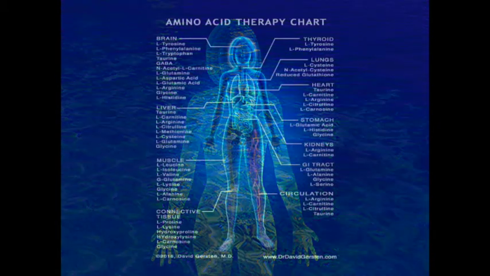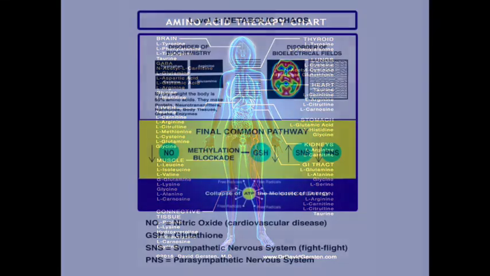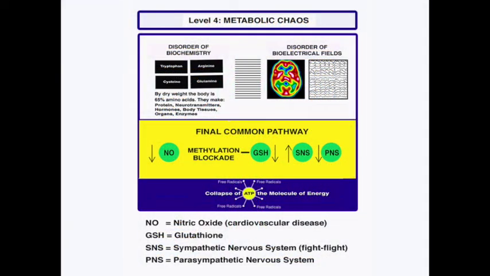Because the body by dry weight is about 65% amino acids, most of the disturbances of biochemistry involve amino acids, so amino acid testing is critical to understanding level 4 of the health map. Level 4 has to do with all nutrients, including amino acids, essential fatty acids, carbohydrates, vitamins, minerals, and water. Most nutritional lab testing examines level 4 disturbances of biochemistry. We have to look at levels 1, 2, and 3 to understand what's happening at level 4.